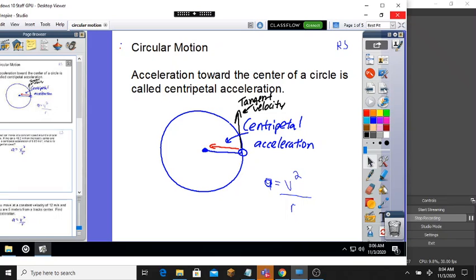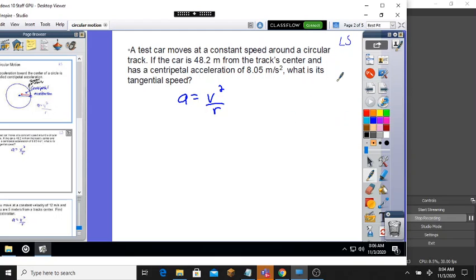So let's go ahead and try out an example. This is on the left side. A test car moves at a constant speed around a circular track. If the track is 48.2 meters from the track center and has a centripetal acceleration of 8 meters per second squared, what is its tangential speed? So how fast is it going?